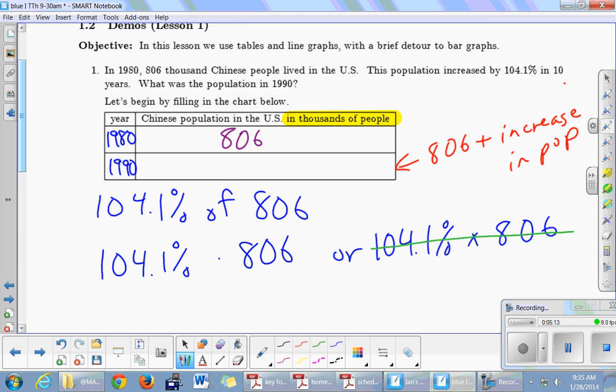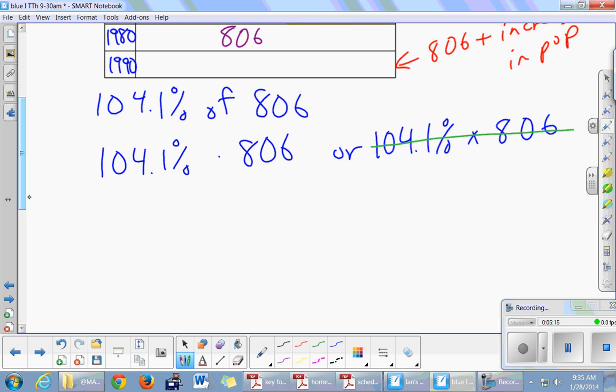Okay, so one other thing that Geneva mentioned was dealing with this percentage. We don't get to just multiply 104.1 times 806. We have to translate the 104.1%. So let's do that. What is 104.1% if you don't like to say percent at the end of it? Remember how to go from a percent to a plain number, to a decimal.